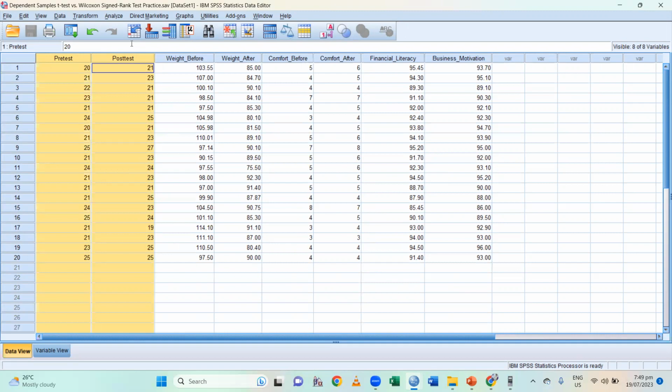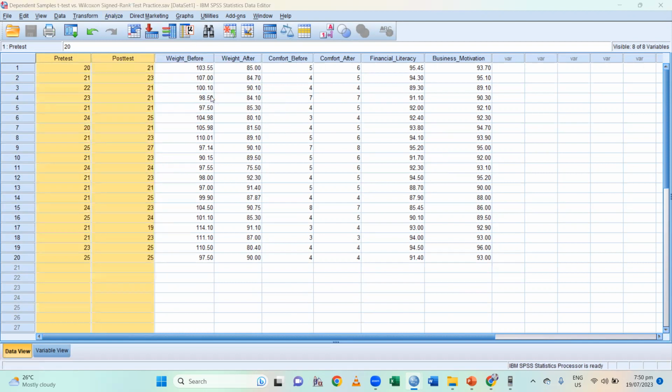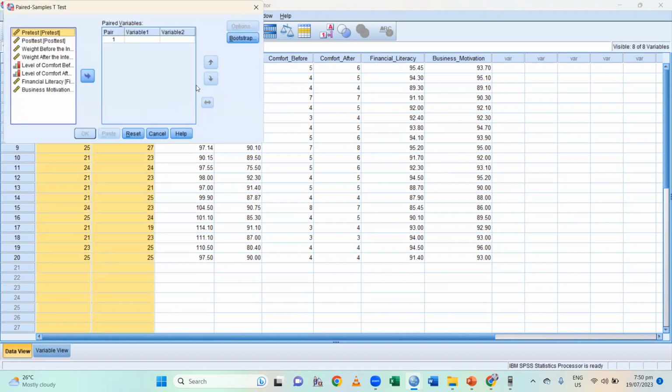Not really, Doc. Okay, but again, let's do dependent samples t-test. To do dependent samples t-test, we will click Analyze, then go to Compare Means, and we have to click Paired Samples t-test. Earlier we used the other one, but right now we will use Paired Samples t-test and click that.